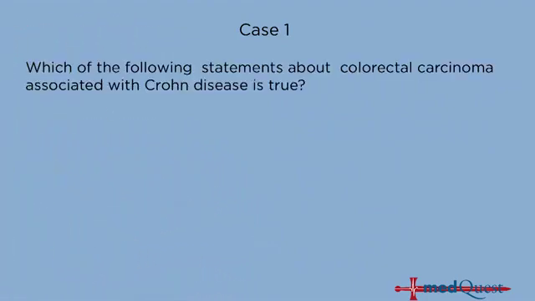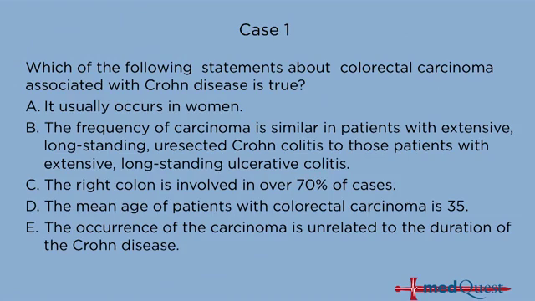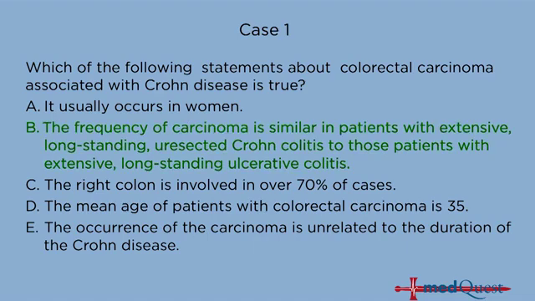Now, big question, which of the following statements are true about colorectal cancer and Crohn's disease? It usually occurs in women. The frequency of carcinoma is similar in patients with extensive, long-standing, unresected Crohn's colitis to those patients with extensive, long-standing ulcerative colitis. The right colon is involved in over 70% of cases. The mean age of patients with colorectal cancer is 35. Or the occurrence of carcinoma is unrelated to the duration of Crohn's disease. The answer here is B. The frequency of carcinoma is similar in unresected Crohn's to long-standing ulcerative colitis.